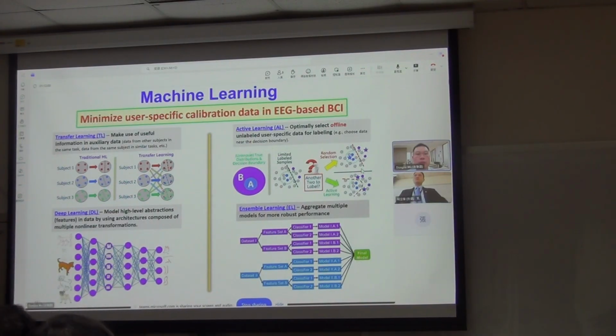The idea is to make use of useful information in general data, such as data from other subjects in the same task, or data from the same subject in similar tasks, etc., to facilitate the learning for a new subject. That is, we want to make use of data or knowledge from old subjects to speed up the calibration for a new subject.